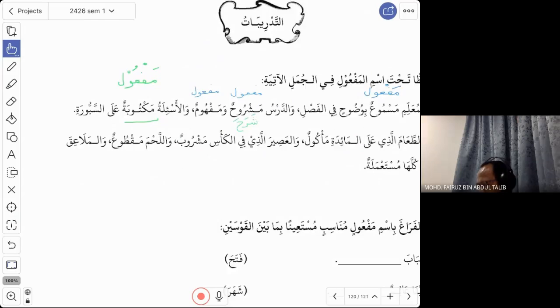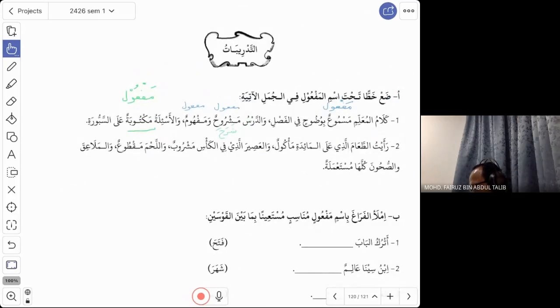So if you notice that when we translate the sentence, we say the speech of the teacher is heard, the lesson is explained and is understood, and the questions are written. Okay, what if you want to use it in the past form, past tense? So for example, you want to say the speech of the teacher was heard. So what do you need to do? If you are using a verb, then you have to change from fi'il mudari, present tense, to fi'il madi. That is if you were to use the verb.